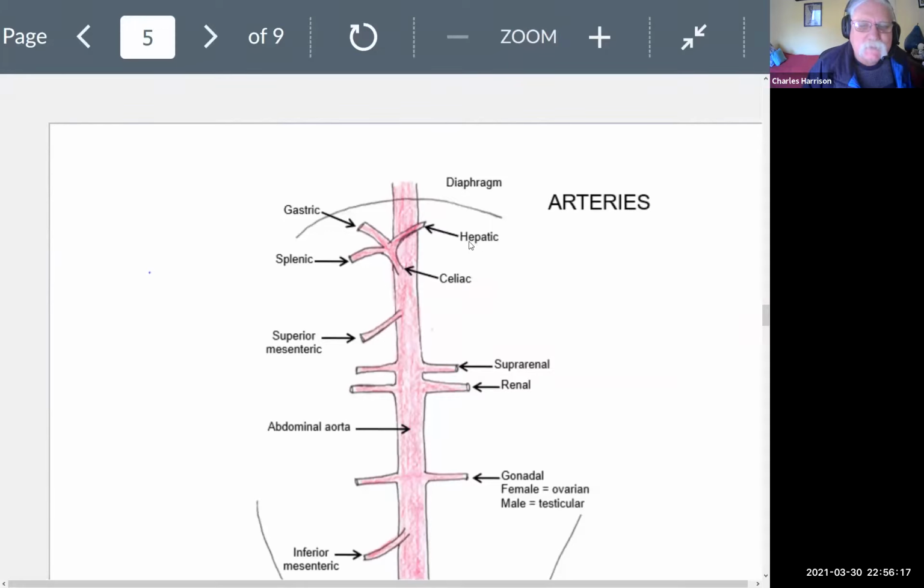We very seldom in any specimen see the hepatic. It doesn't seem to preserve, but the splenic is very obvious, and the gastric is easy to find too.